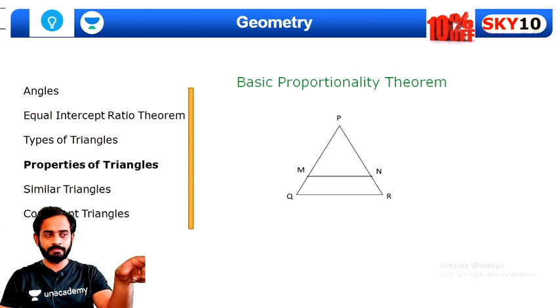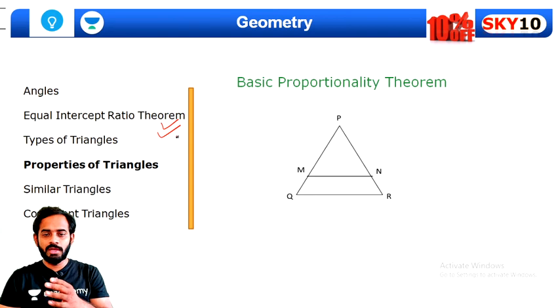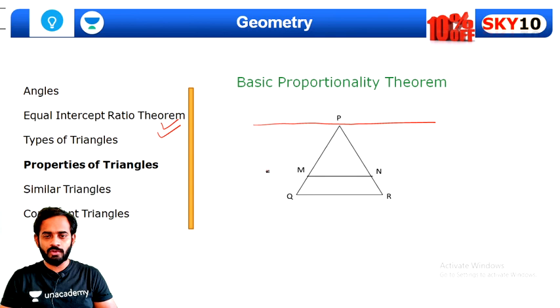Okay, chalo. So, basic proportionality theorem. According to this equal intercept ratio theorem, the same can be applied here also, because MN and QR are parallel to each other, and we can consider that there is a line parallel to both of them passing through P. So the equal intercept ratio theorem can be applied here also, but what extra we will have to understand here, I'll explain. Listen carefully. PM upon NQ is equal to PN upon NR. Just remember this part.